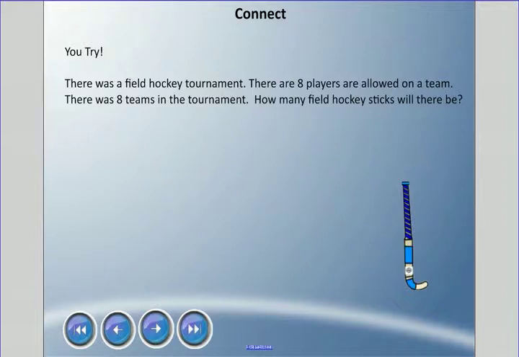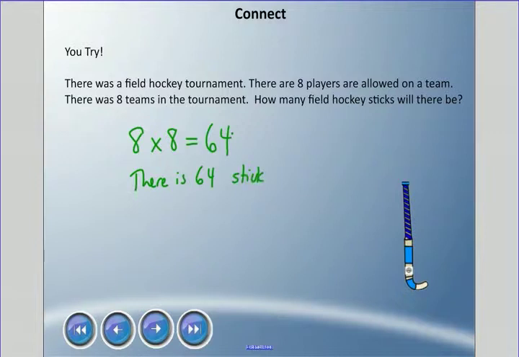But I have 8 teams, and there's 8 players per team. We're going to be multiplying here, okay? So 8 teams times the 8 players on each team equals, well, we need to know our facts. 8 times 8 is 64. So the answer here is there are 64 sticks in the tournament, I guess. Or between all the players, there'll be 64 sticks.